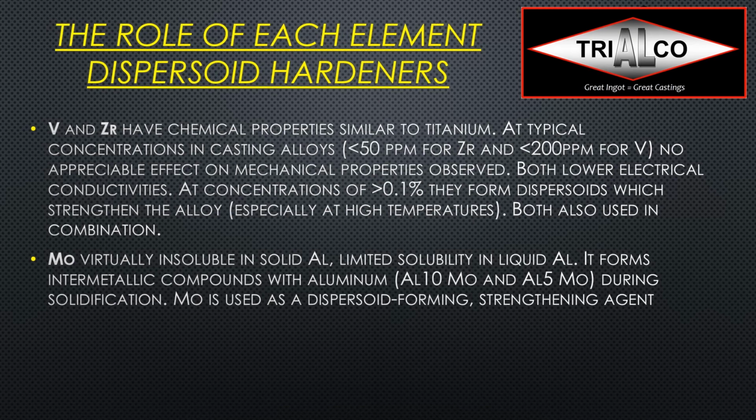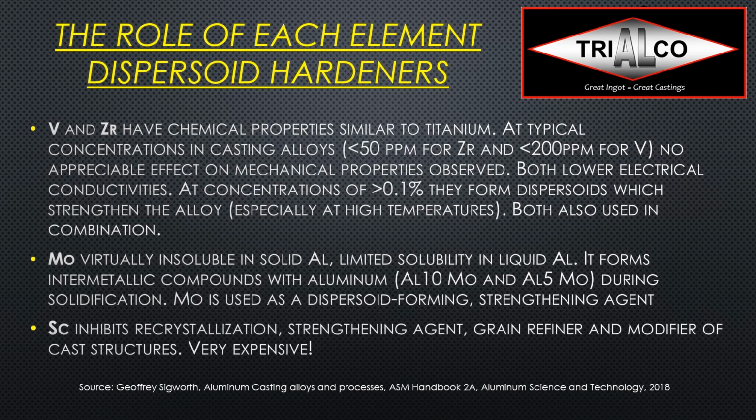And we can see them in the microstructure. They're really like a metal matrix composite then, just in the nanoscale. Molybdenum is a similar thing. It's also virtually insoluble in aluminum and has very limited solubility in liquid aluminum, forms intermetallic compounds with aluminum during solidification. So it's equally a dispersoid forming, strengthening agent.